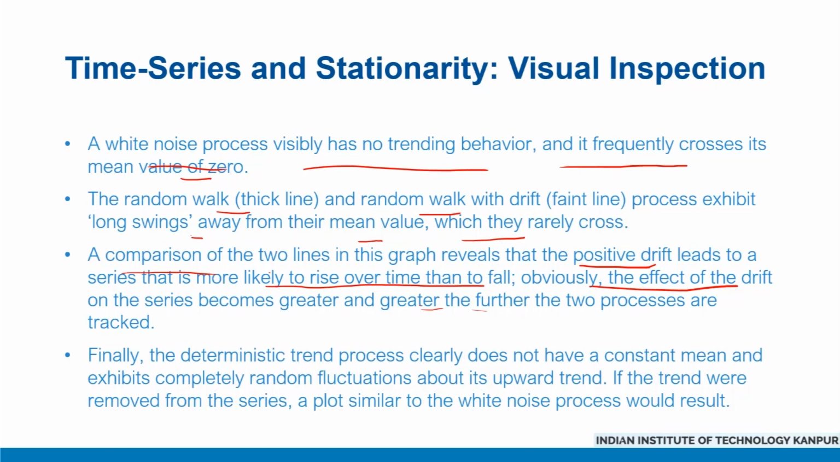Similarly, we can think of negative drift as taking the process to the negative side of the mean, on the lower side of the mean. Lastly, we also recall that we saw visually the deterministic trend process, and we noted that it does not have a constant mean, but its fluctuations were around the upward trend. So the mean was increasing secularly upward, and those fluctuations were around that upward trend. And if this trend were removed from the series, a plot very similar to a white noise process would be obtained.